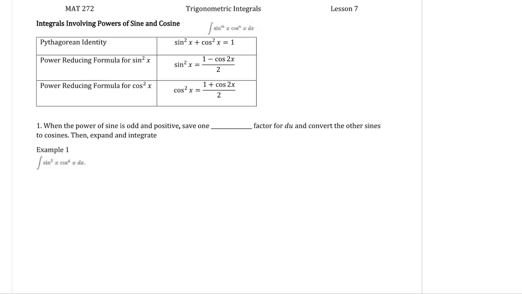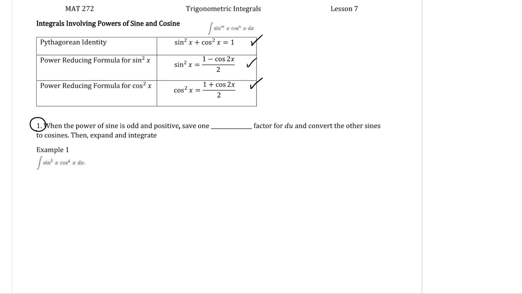Some things that we have used before, but we will use again to help us with these integrations are the Pythagorean identity that involves sine and cosine, the power reducing formula for sine squared, and the power reducing formula for cosine squared.